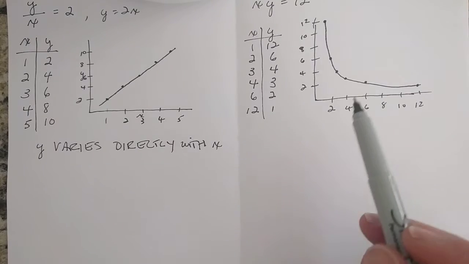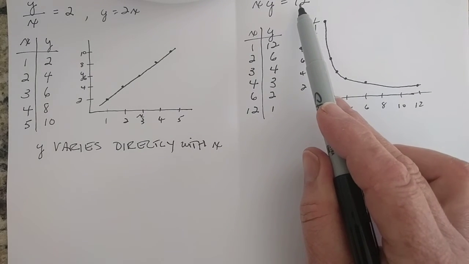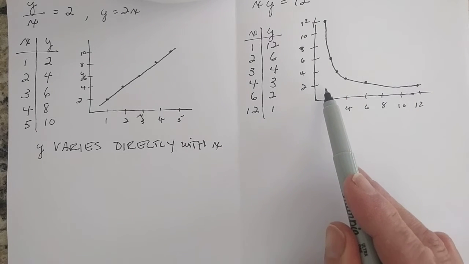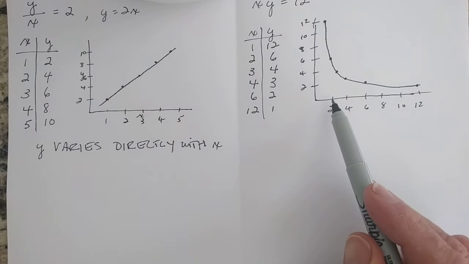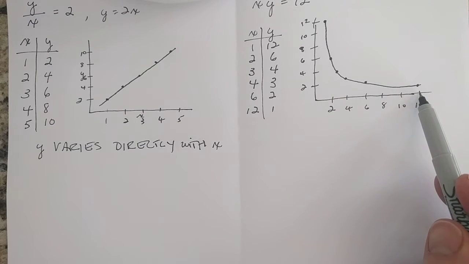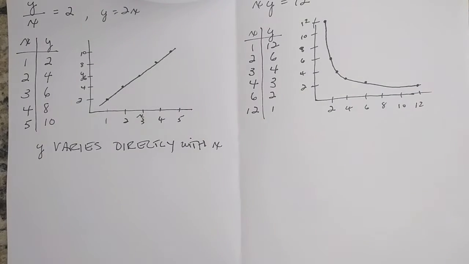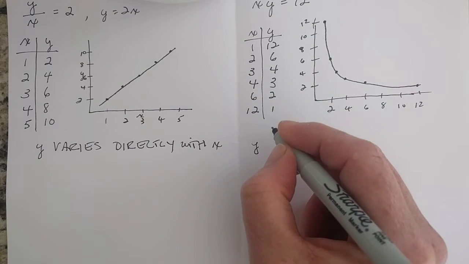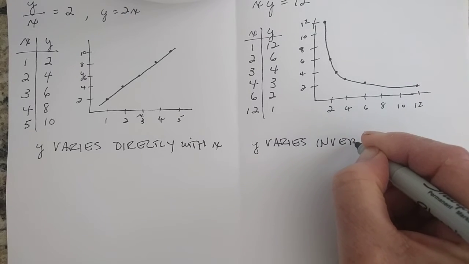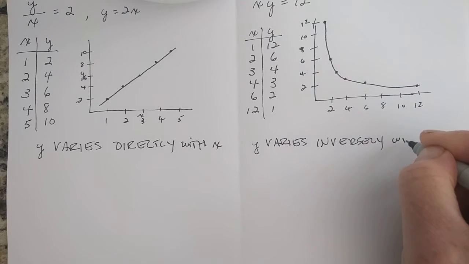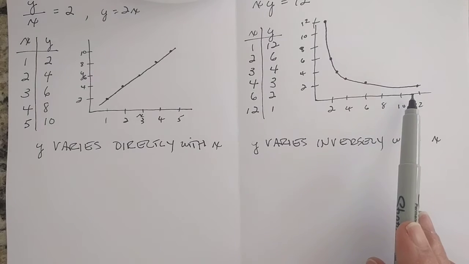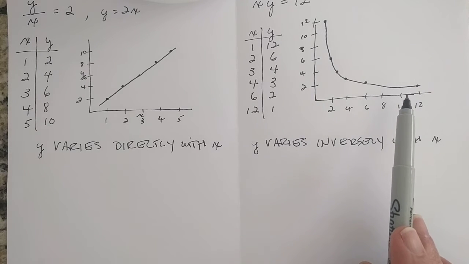Over here, now our x and y are the variables. 12 is a constant, it stays the same. So here, when x is small, y is really big. And as x gets larger, y gets smaller. So here, x is really large, y is really small. So we say that y varies inversely with x. So here as x goes up, y goes down.